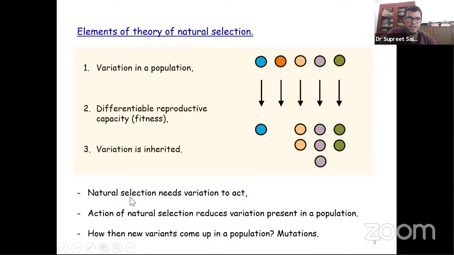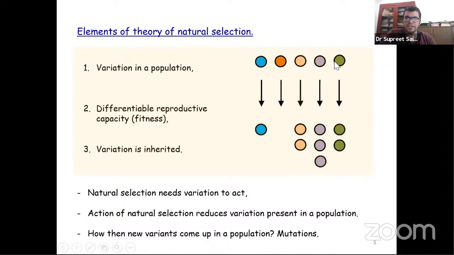And what we see here is that natural selection needs variation to act. If they were all blue, then 100% of the individuals would be blue, and all of them would reproduce to produce blue progeny, which means 100% of the next generation will also be blue. So there is no change taking place. So natural selection needs variation to act. But what we must realize is that while natural selection needs variation to act, natural selection also reduces variation.